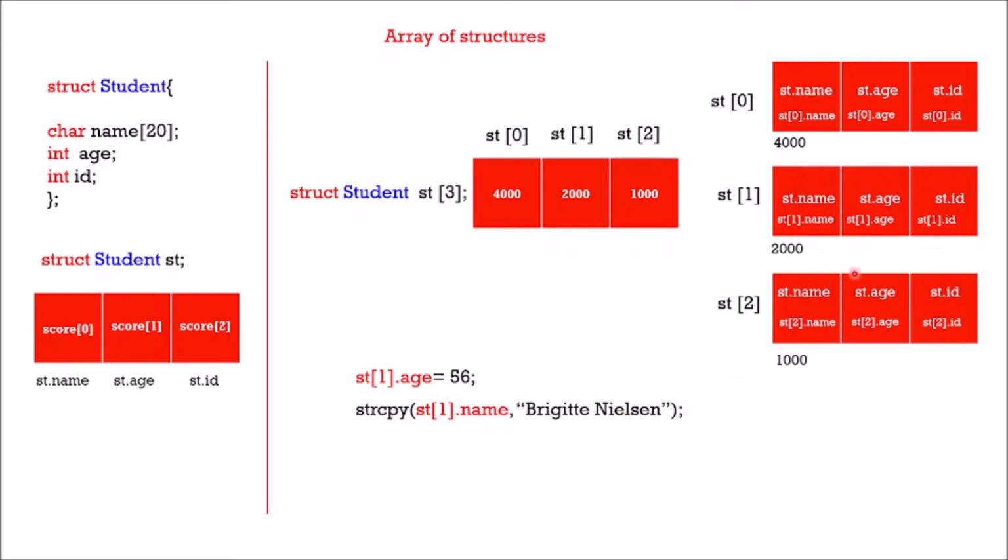And now let's change the id. Remember, I will have to use st, index 1, then the dot operator, then id. So it goes like this: st index 1 dot operator, then id, and then whichever number for the id.